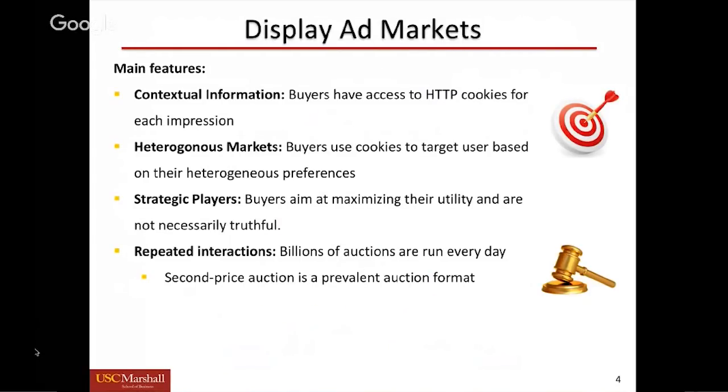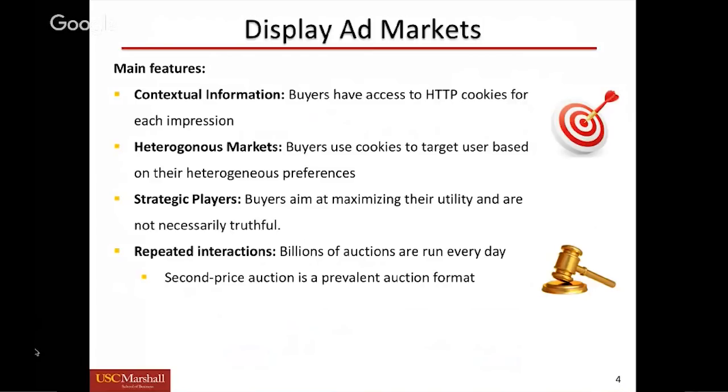For this work, we were mainly motivated by display and ad markets. In these markets, the sellers are the web publishers, the buyers are the advertisers, and the items are the impressions or the ad views. And it has all the main features that I was talking about. You have the contextual information because buyers, the advertisers, have access to the HTTP cookies for each of the users. You have heterogeneous markets because each of the advertisers in the market would target some of the users, and this targeting depends on the preference of that specific advertiser. So you have heterogeneous buyers in the market.